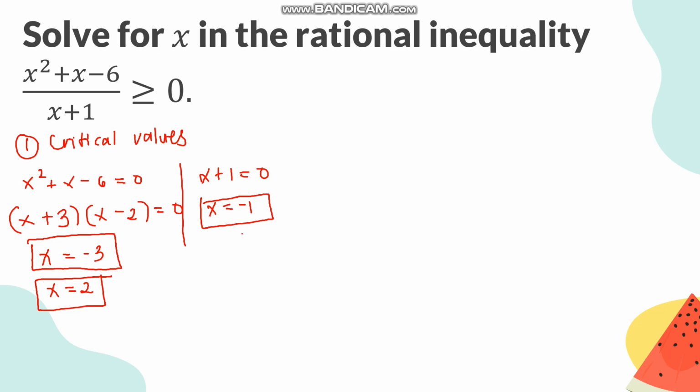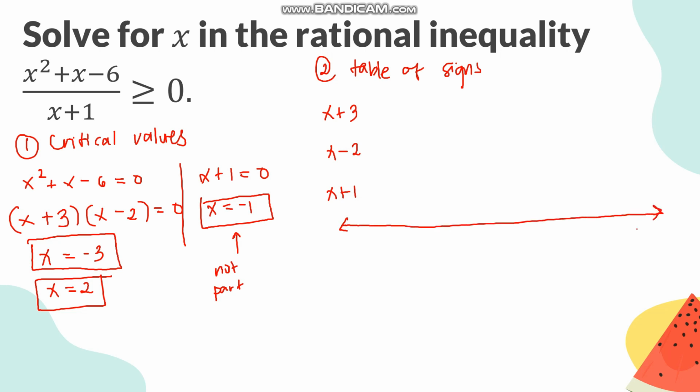However, negative 1 is again not part of the solution because if you substitute it to your inequality, the denominator will be equal to 0. That means it will become undefined. Next, let's now create the table of signs. So let's write here the factors. For the numerator, we have x plus 3, x minus 2. For the denominator, x plus 1. And then let's draw a number line.